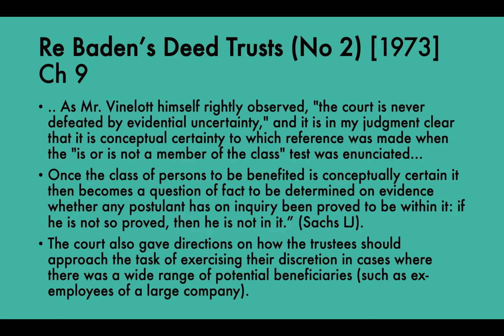So that really wraps up what Sachs was saying in this case, but the court also gave direction on how the trustees should approach the task of exercising their discretion in cases where there was a wide range of potential beneficiaries, such as ex-employees of a large company. This class is conceptually certain, so it will not fail, but how will trustees go about exercising their discretion when there is such a wide range of potential beneficiaries?